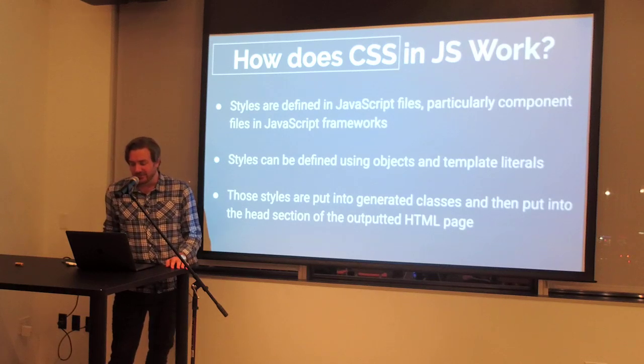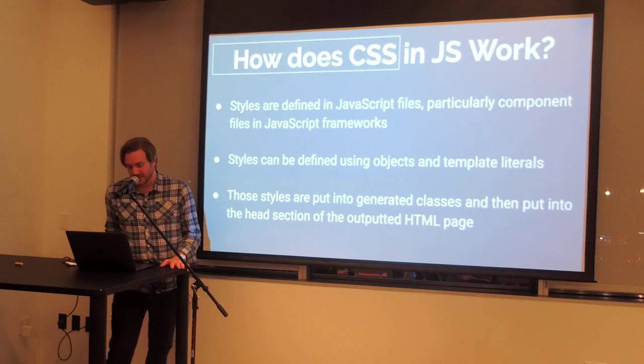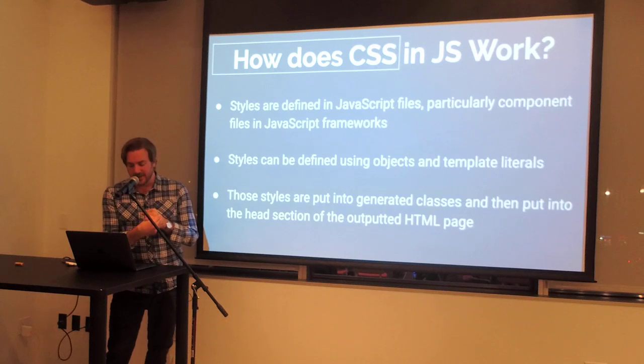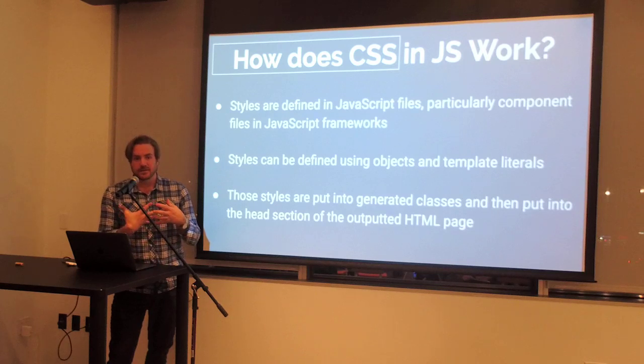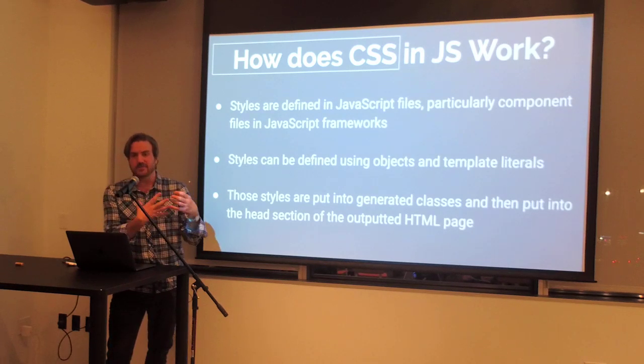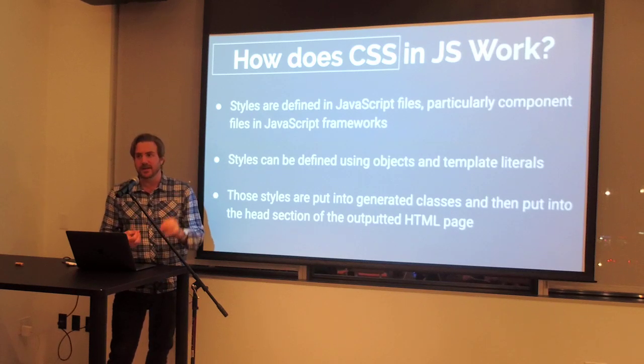Styles are defined in JavaScript files, particularly component files. The styles are mainly defined using objects and template literals. The way that Emotion, and I think styled components, works is that when you create these styles, you put them into, say, a template literal or an object with a const. Then a class is generated, the styles are put in there, and that is put at the top of the HTML page in the head.